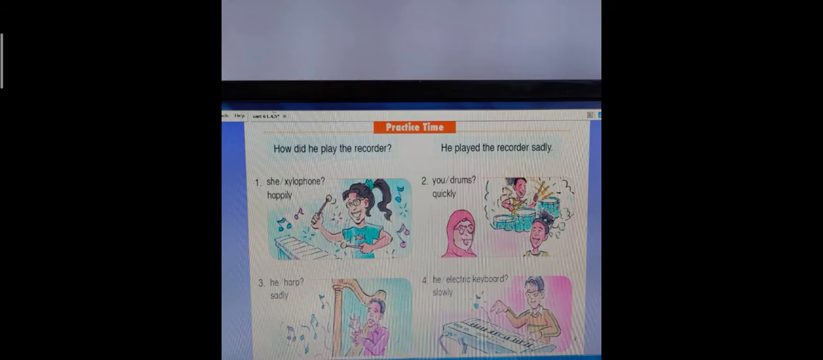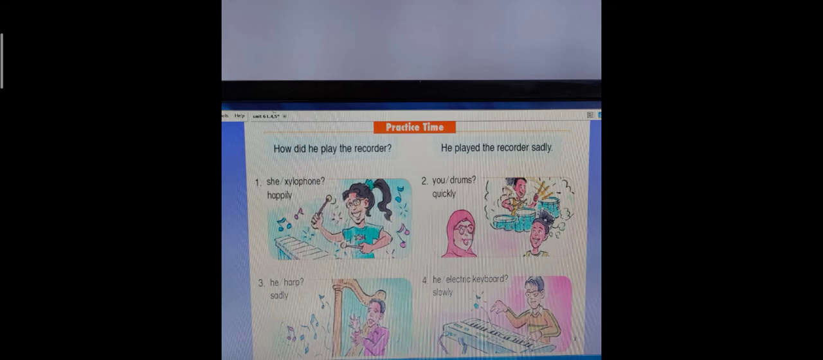So how did he play the recorder in picture number 1? He played the recorder sadly. We want to make some questions like that about this picture. So in picture number 1, how did she play the xylophone? She played the xylophone happily.